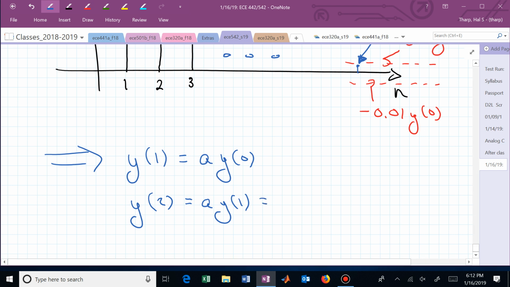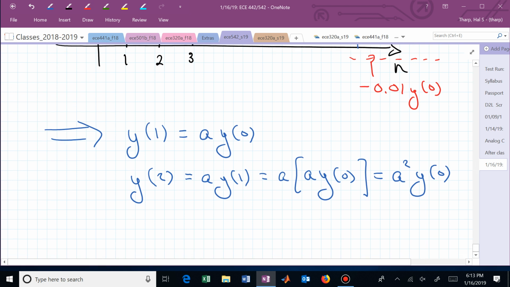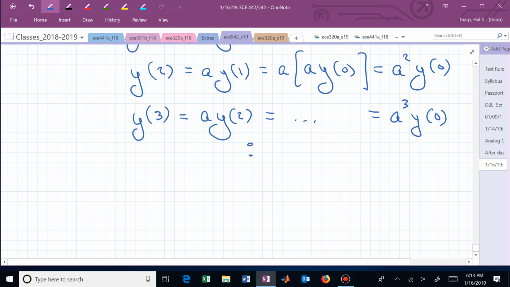But now we can say, well, I know what y of 1 is. That's a y of 0. So in terms of my initial condition, y of 2 is a squared times that initial condition, y of 0. I don't think I need to show you this, but if we now did y of 3, we have a y of 2, and now we have a cubed y of 0. What I'm trying to do is convince myself of a pattern so that now y at some capital N is equal to what?